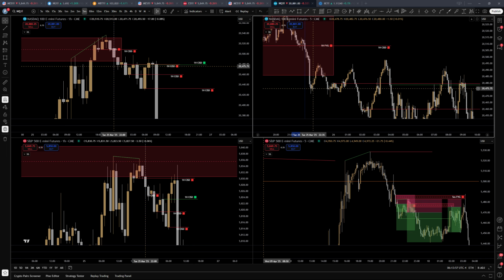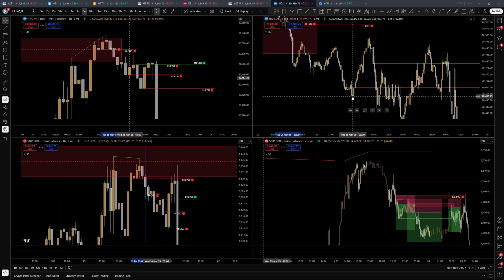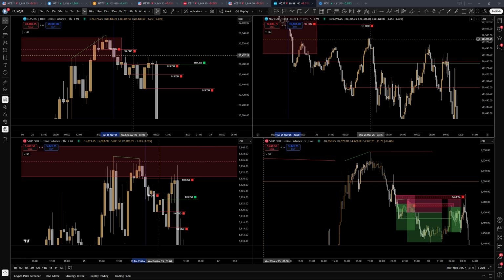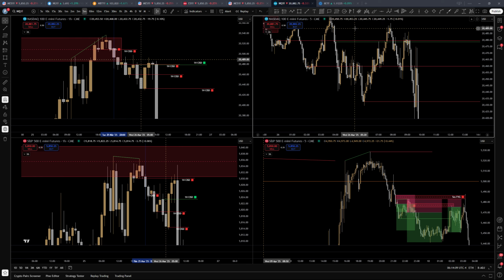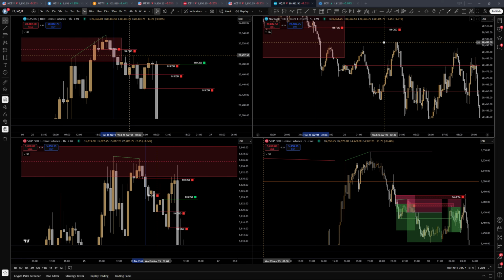If you'd entered here and you put your stop loss above there, you might have got a decent trade, but you perhaps might have got stopped out up here. But then again, you can enter here and you'd get a decent trade. You can enter here. And so, yes, sometimes you're probably going to get stopped out.